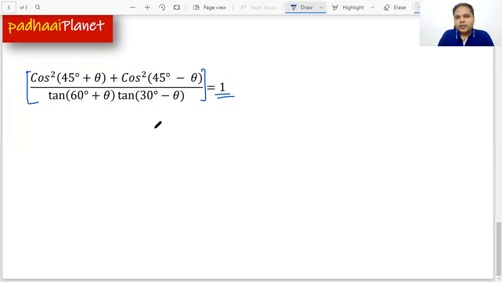Now before I move ahead with this particular question, I am going to discuss two important things which we will be using in this question. Suppose we have got a right angle triangle. We can name it A, B, and C, and this is our angle theta. And this is obviously 90 degree.